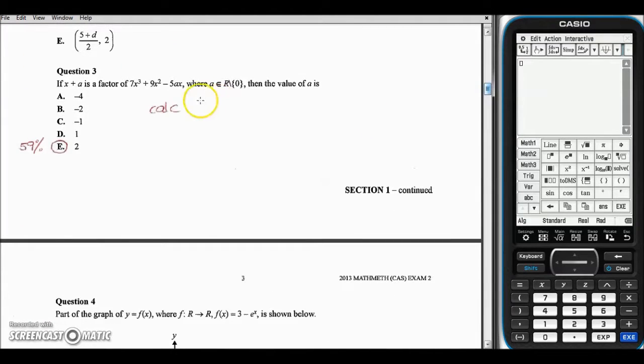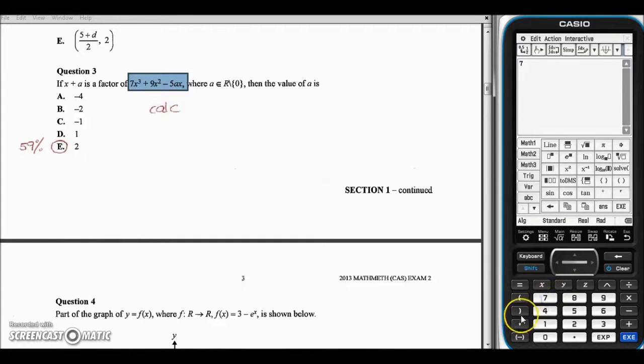Moving on, we're told that x plus A is a factor of this cubic here, where A is a real number and not 0. So what is A? If x plus A is a factor of this cubic, it means that if I subbed -A into this cubic, the result would be 0. So that's what I'm going to do.